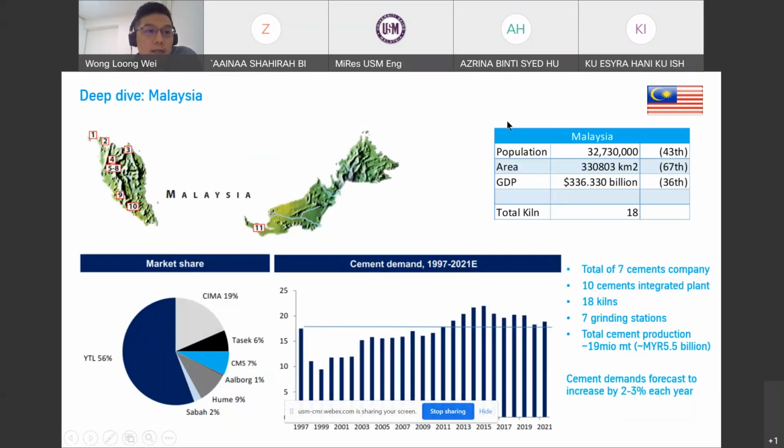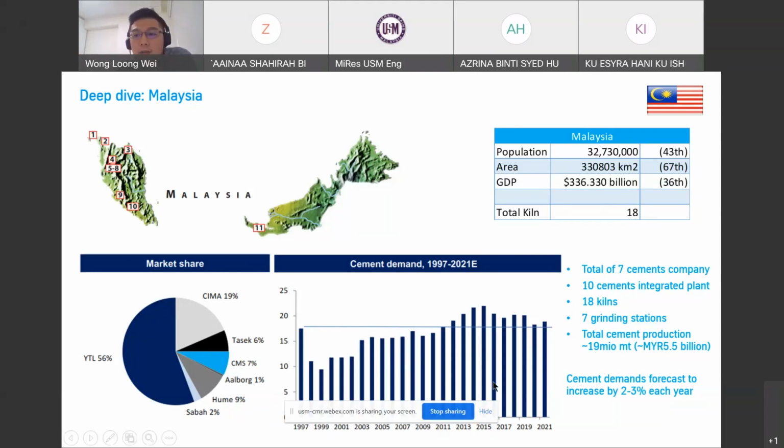However, when we look further into the Malaysia cement industry, we have about seven cement plants in Malaysia. This is the distribution of the cement plants in Malaysia. Most of the cement plants are located in the peninsula, and there's only one integrated cement plant in Sarawak. Out of these, YTL Cement has 56% of the market share, followed by CIMA. Then next are Tasek Cement. CMS is the only cement plant located in Sarawak. Then Elbot is a very special cement producer, the only cement plant that produces white cement. Then we have Hume Cement, and Sabah Cement is just a grinding station.